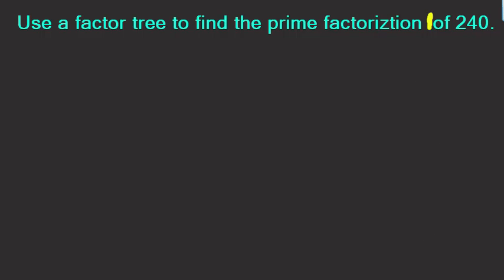So, prime factorization of 240. Alright, we're going to use the factor tree, and the way we're going to do this, you're going to start by writing the number 240, and now I'm going to find a prime number that is also a factor of 240. Well, guess what, kiddos? 240 ends in a 0, meaning that it has a factor of 5 and a factor of 2, both of which are prime.